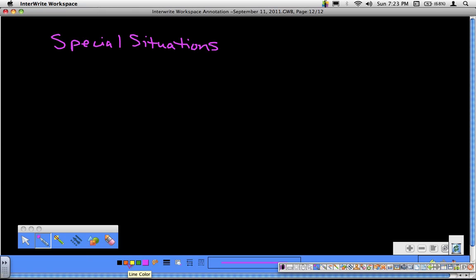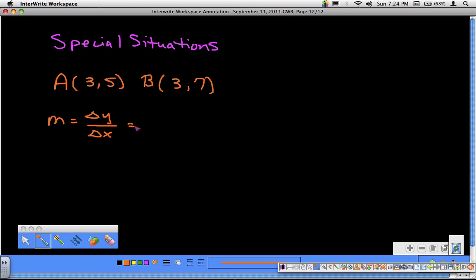So let's look at one situation here where point A is maybe at 3, 5, and point B is at 3, 7. So let's set this one up like we just did, and let's do change in y over change in x. So slope is change in y, change in x. So my y's went from 5 to 7, so they went up 2. My x's went from 3 to 3, so they really didn't go anywhere. Now remember, anytime we have a 0 on the bottom of a fraction, that fraction is undefined.